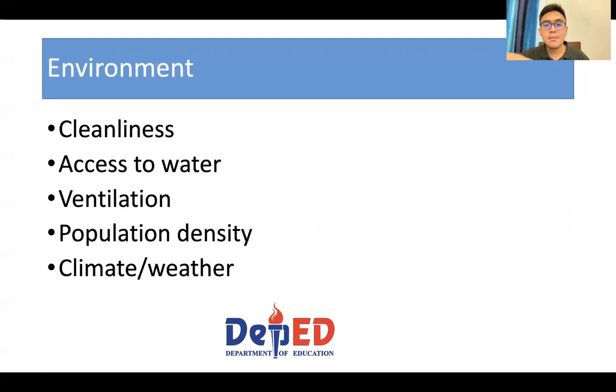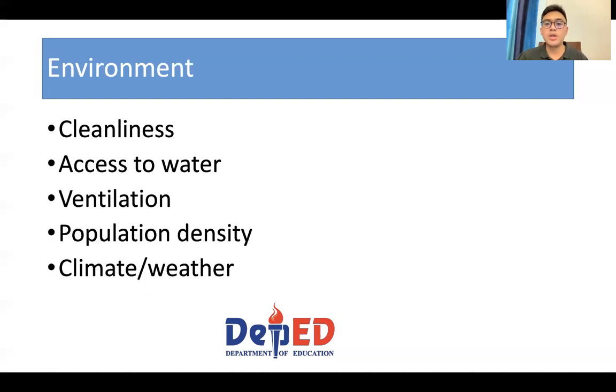The last element that we need to look into in the epidemiological triangle is the environment. So this is where the importance of safe and clean environments actually plays a big role. Of course, access to water is important. If we have contaminated water, that can lead to infectious diarrhea, or if it's contaminated by certain metals, that can also lead to a certain disease in human beings.